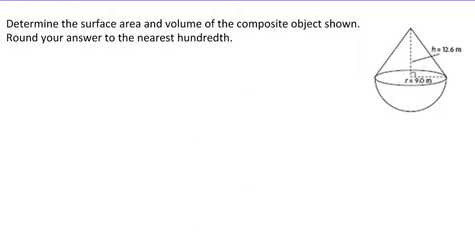Determine the surface area and volume of the composite object shown. It's like our ice cream cone, only somebody flipped it over. So this is a Bosu ball wearing a birthday hat. Round your answer to the nearest hundredth. So in this case we have the lateral surface area of a cone. We have the lateral surface area of a hemisphere. Aren't volumes so much easier? So surface area lat cone plus surface area lat hemisphere.